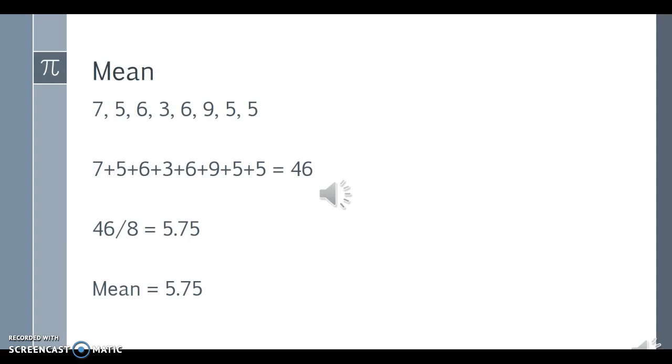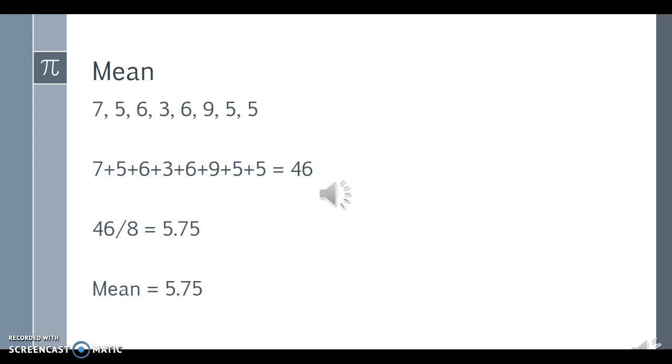If we want to look at the average of the group values, we would use the mean. For example, I have 8 respondents, and they have indicated values of 7, 5, 6, 3, 6, 9, 5, 5. So participant 1 indicated a value of 7, participant 2 a value of 5, participant 3 a value of 6, and so on.